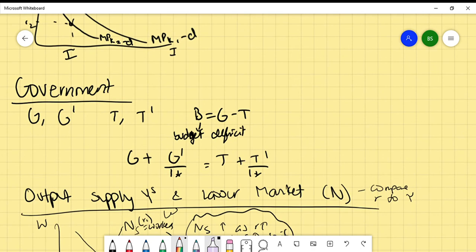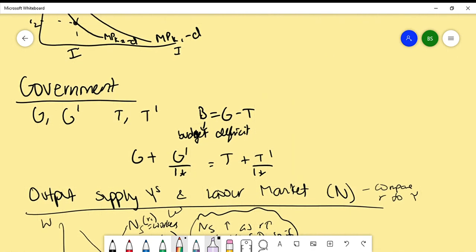But before I do that, I'm just going to sum up with one more factor, the government. The government spends, and the government gets taxes. B, which is government spending minus government revenue from taxes, is a budget deficit. So if the government spends more than they have, they're going to be in a deficit. Their total spending has to equal total taxes, and G equals T is an important thing that will be used later on.